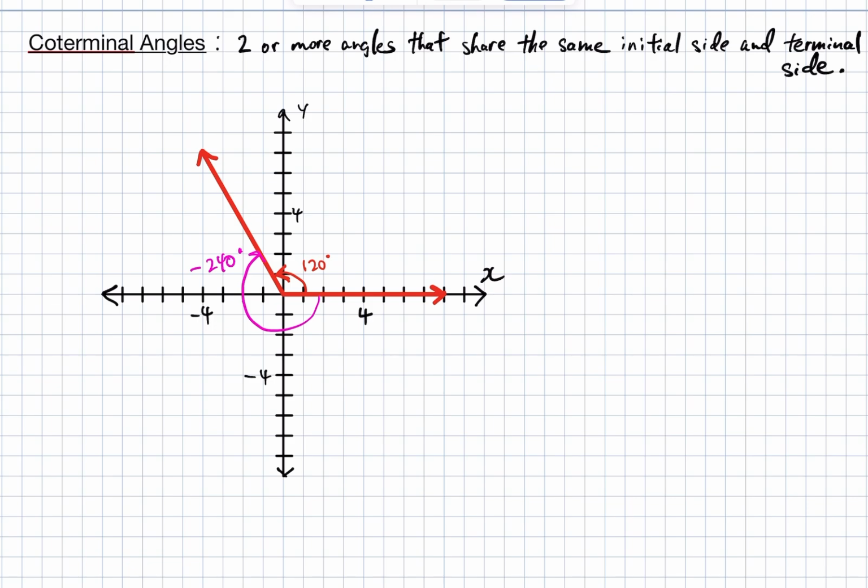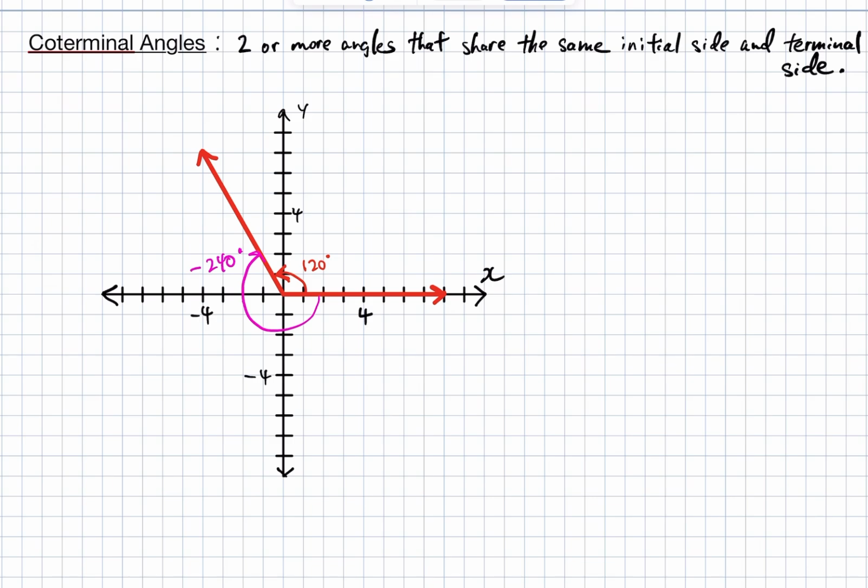Well, we know that a full rotation, whether clockwise or counterclockwise, will reach 360. So if we go clockwise, we're going to go to negative 360. If we go counterclockwise, it'll be 360. And since we went clockwise, we didn't quite reach 360, but what I did was I took 360 and I subtracted 120, and that gave me negative 240.